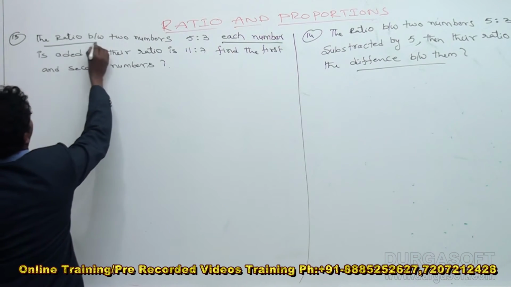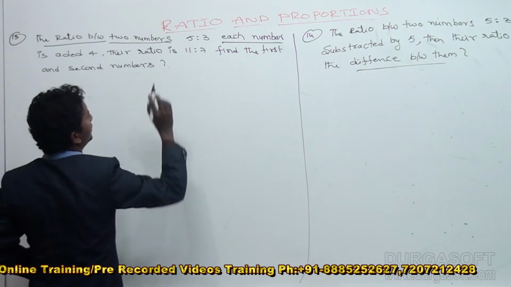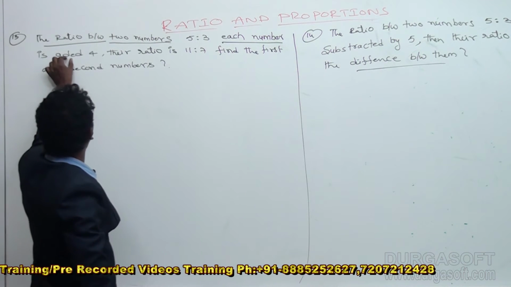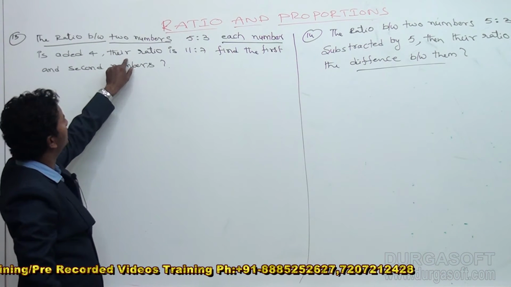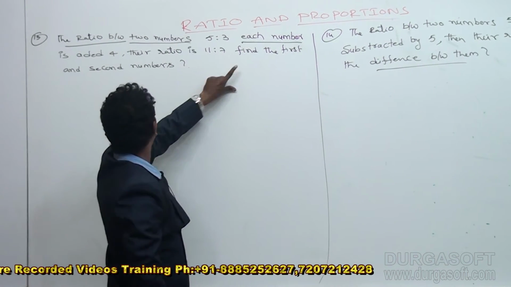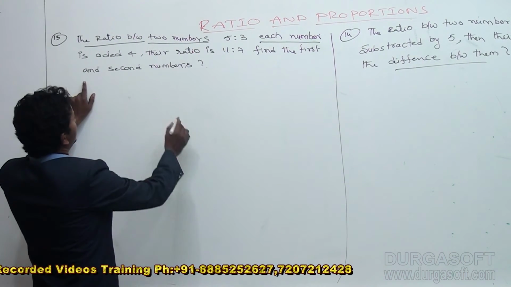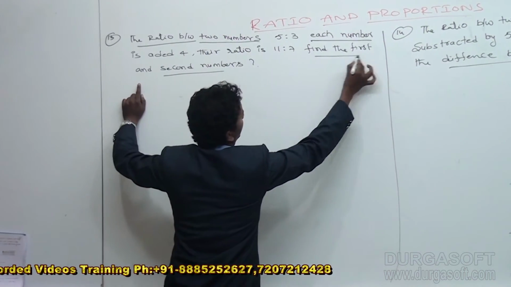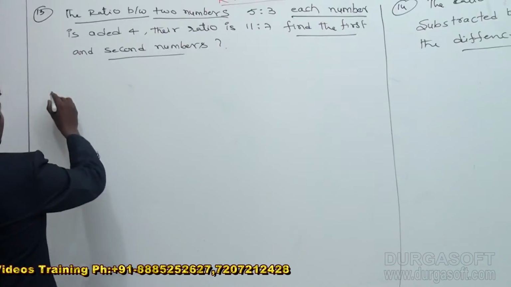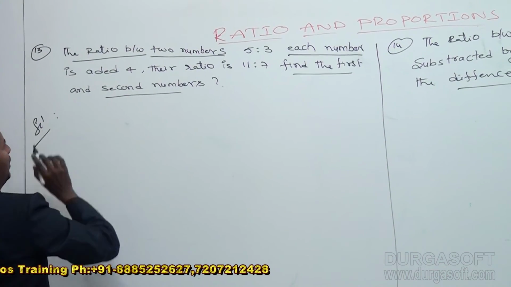The ratio between two numbers is 5:3. Each number is added 4. Then the ratio is 11:7. Find the first and the second number. Find the first number and the second number. Both are finding the variable. No. See the solution part.